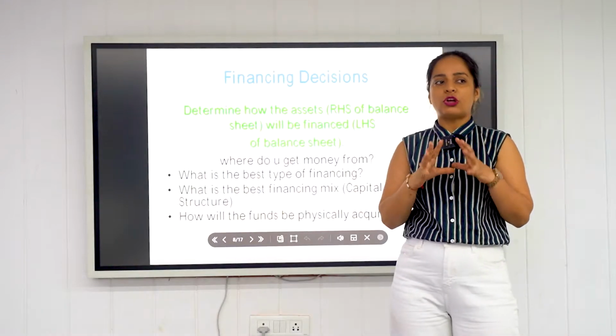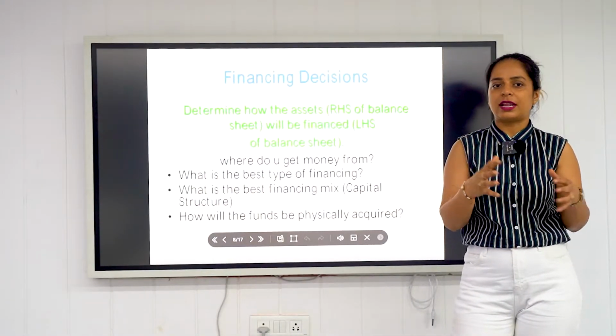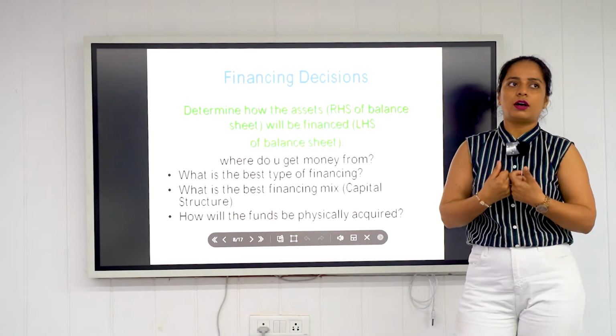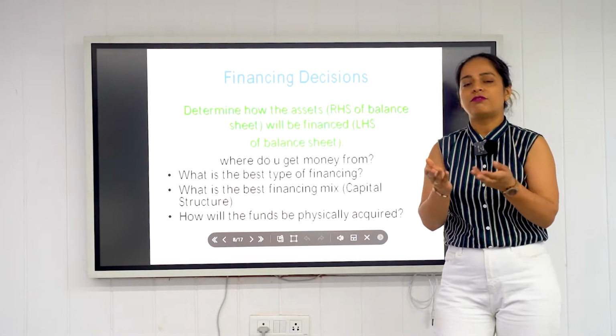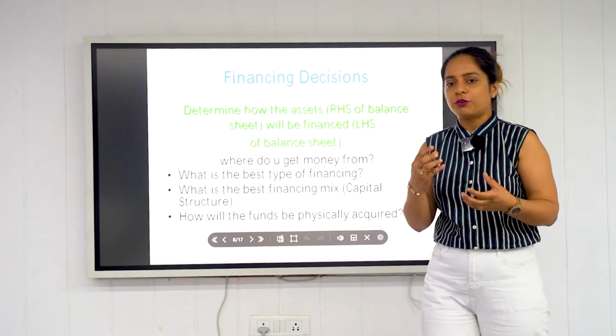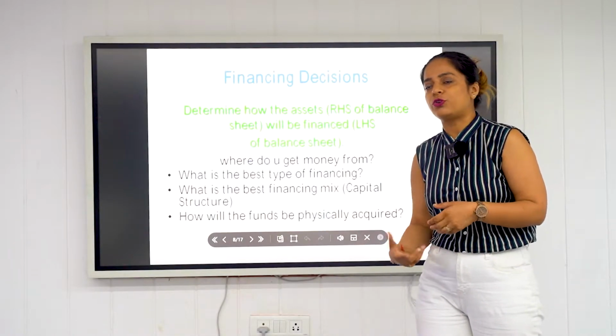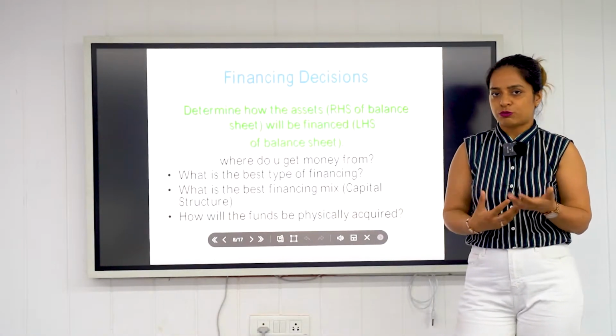Then what is the best financial mix? It is not good to put all the eggs into one basket. We cannot raise funds from one source. We have to do some mixture, that is, a portfolio. A few amounts we could raise from shareholders, a few from debenture holders, and a few from the banks also.